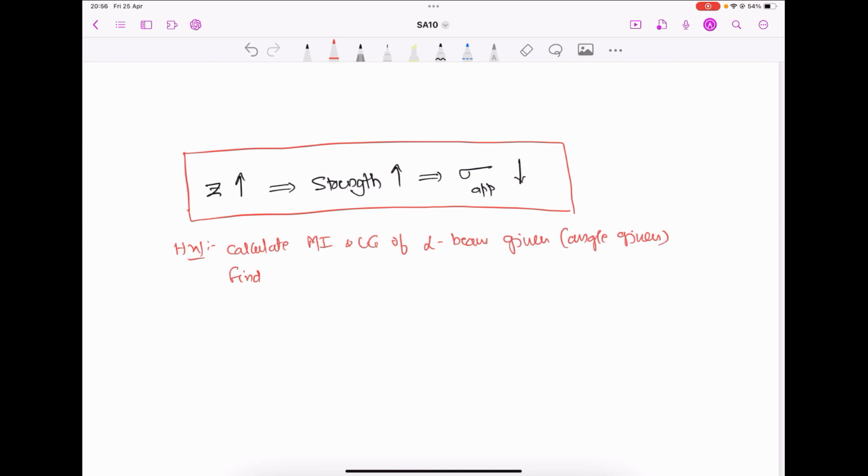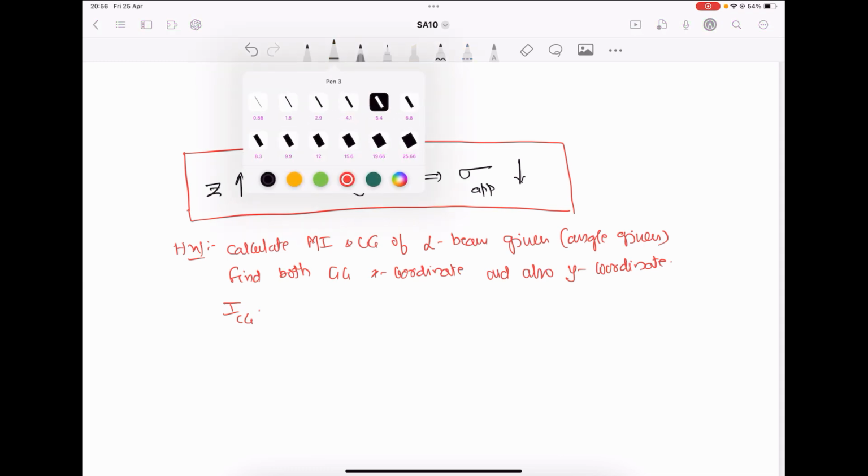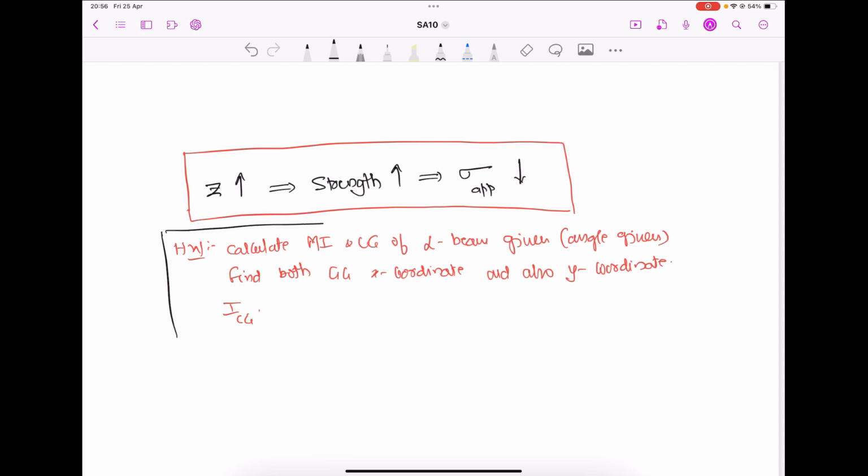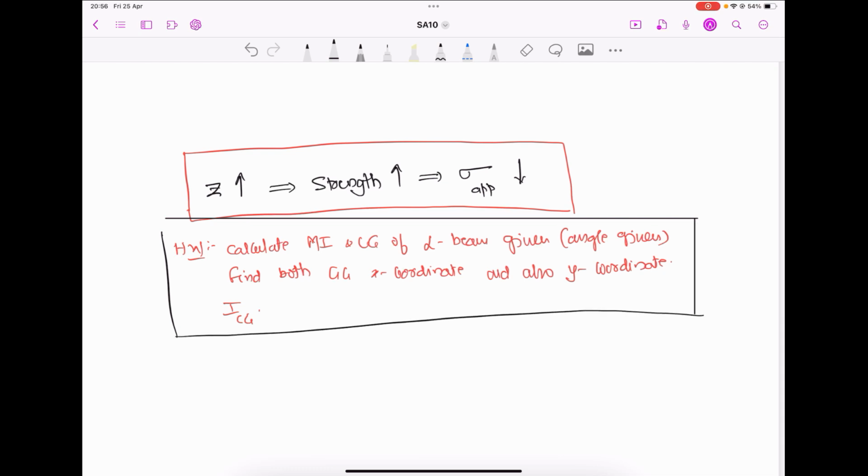Find both the center of gravity x coordinate and also the y coordinate, and ICG. You do this as homework. If you are unable to do it, please comment in the link provided and I will try to solve it.